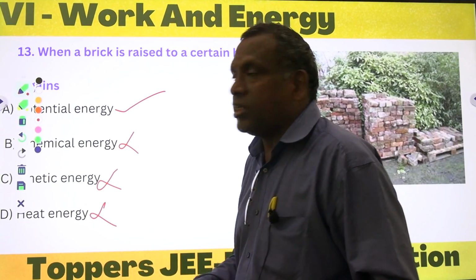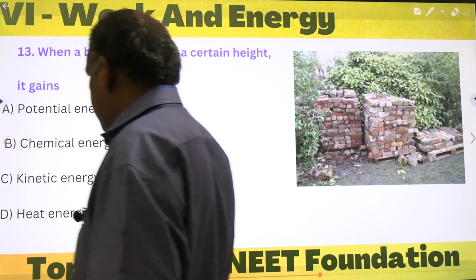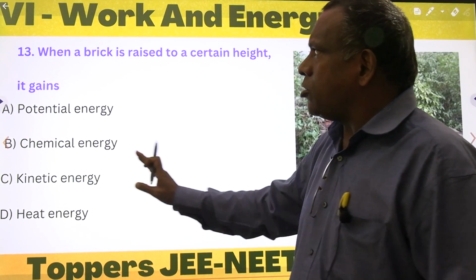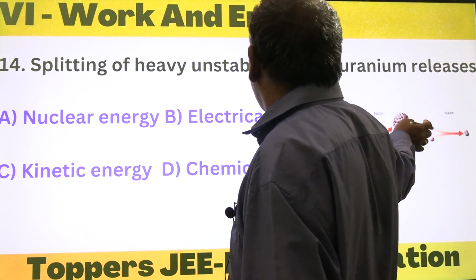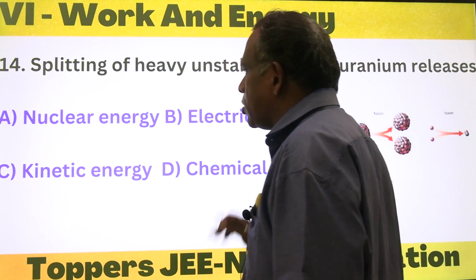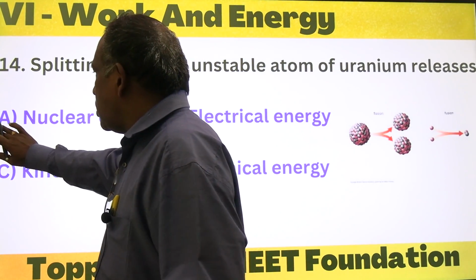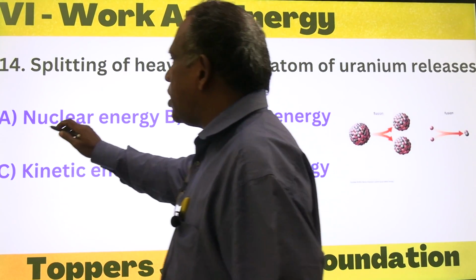Only potential energy is the correct answer for this question. So the 14th question: the splitting of a heavy unstable atom of uranium nucleus. What type of energy is going to come out? See, nuclear energy is the correct answer for this.